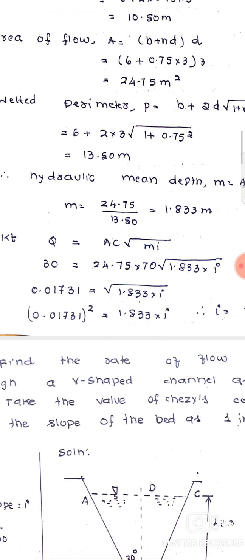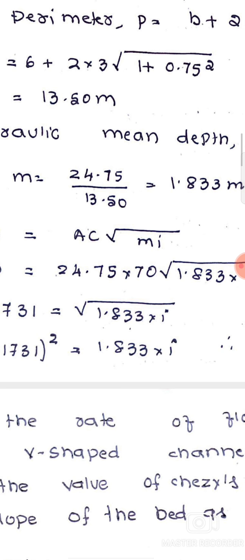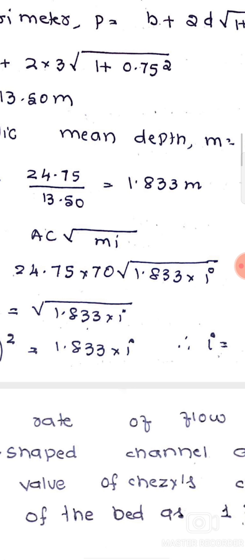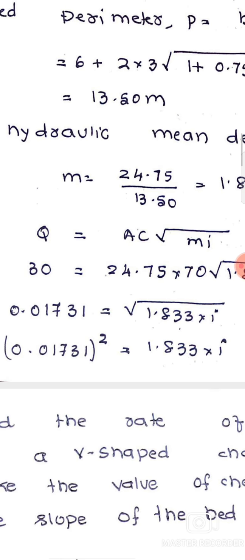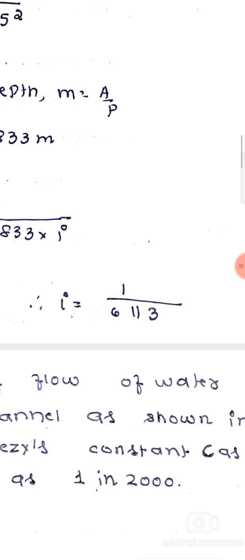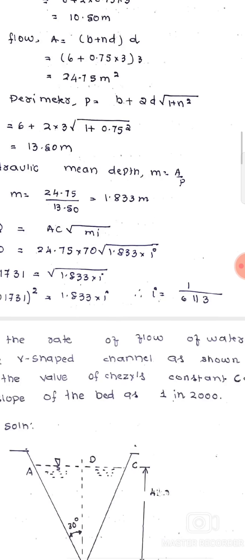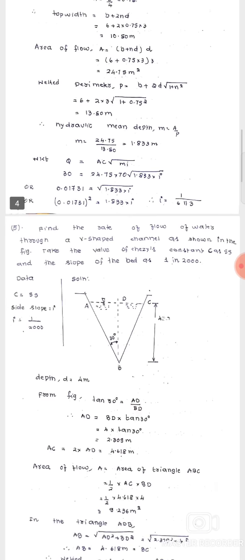To find that, we have the equation for the discharge, that is Q = AC√(MI). So Q is 30, area is 24.75, C is given as 70, √M is √1.833, and I is unknown. Then we'll get the I value as 1 in 6,113. So the trapezoidal bed slope will be 1 in 6,113.